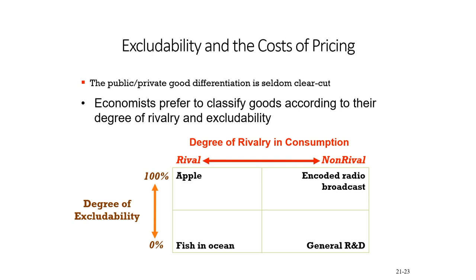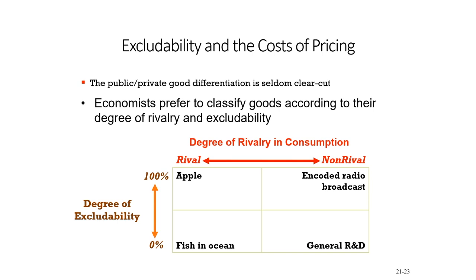So let us look at the first box, apple, in the matrix here. An apple is a private good because you pay for the good. So it is 100% excludable. Somebody else can be excluded from claiming rights over the apple because someone else has paid for it. And also it is rival because once consumed, it is not available for somebody else. But if you look at fish in the ocean, it is rival to a large extent because there are limits to how much fishing we can do in water bodies. So there is some degree of rivalry there, but it is completely non-excludable because if one has access to the fish in the water body, someone else may also have access to it.